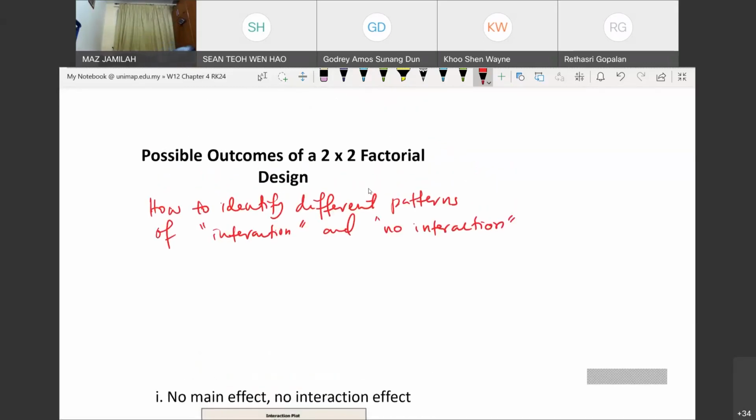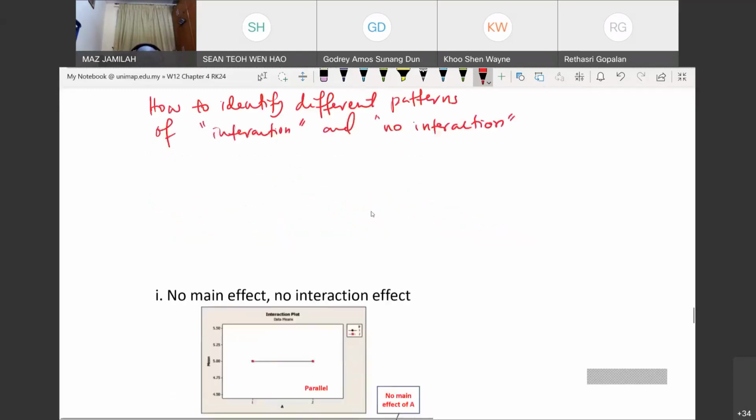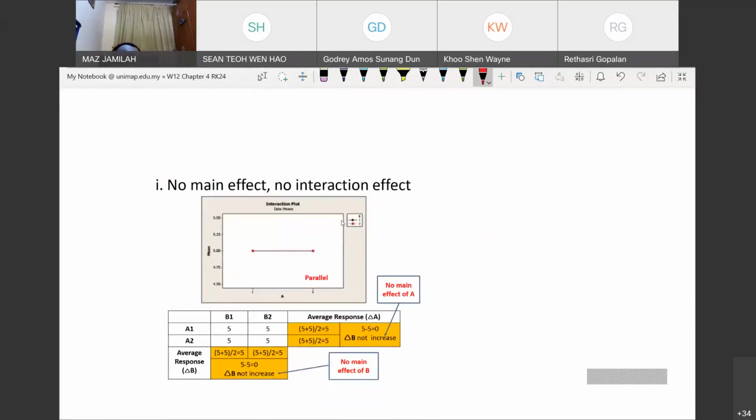In terms of the main effect and the interaction effect, you can also find it from this particular interaction plot. Now, if you have the first example of this plot, what happened is that your low level of factor B and high level of factor B are on the same line. They have the same exact value, 5, 5, 5, 5. So in this case, you can say there is no main effect and there is no interaction effect. Main effect A and main effect B are not significant, and the interaction is also not significant.